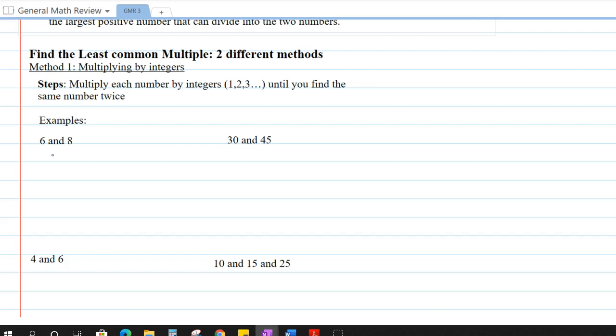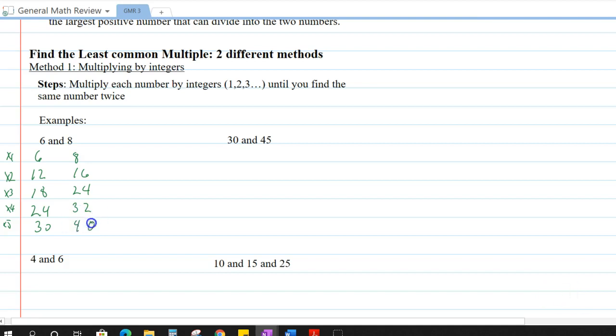So let's take 6 and 8 to begin with. I'm going to multiply 6 and 8 by the integers. So times 1, times 2, 3, 4, 5. You get the idea. 6 times 1 is 6, then 12, then 18, 24, and 30. 8 times 1, 8, 16, 24, 32, 40.